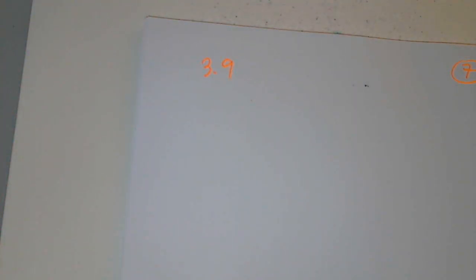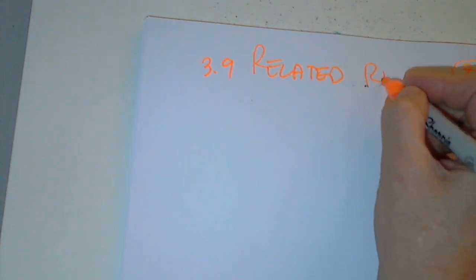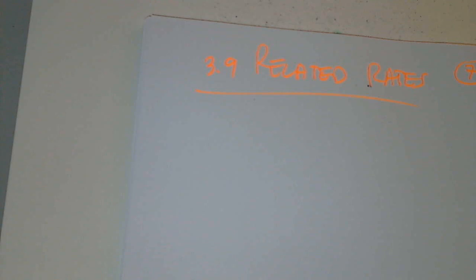Is a big topic. It's called related rates. What does that mean? Two or more variables have rates of change. Their rates of change are related somehow through an equation, through some sort of relationship.